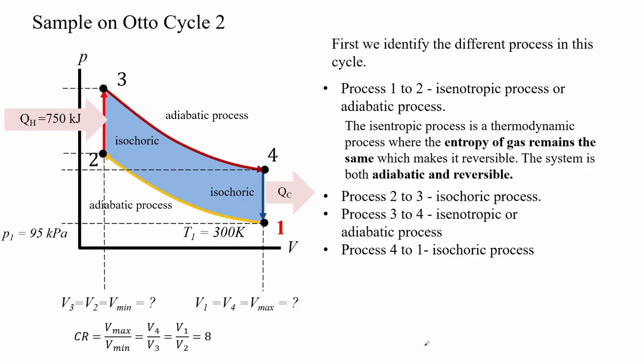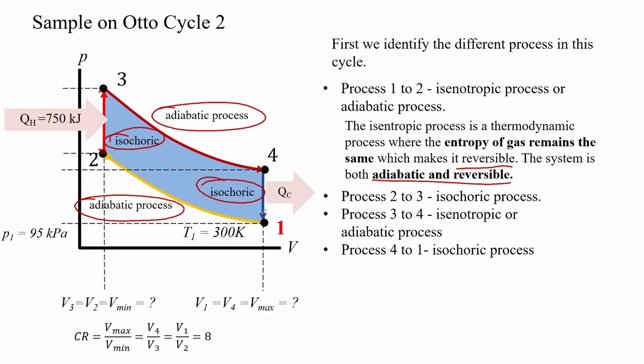First we identify the different processes in this cycle. Process 1 to 2 is an isentropic process or adiabatic process. The isentropic process is a thermodynamic process where the entropy of gas remains the same, which makes it reversible. The system is both adiabatic and reversible. Process 2 to 3 is an isochoric process. Process 3 to 4 is an isentropic or adiabatic process. And process 4 to 1 is an isochoric process.